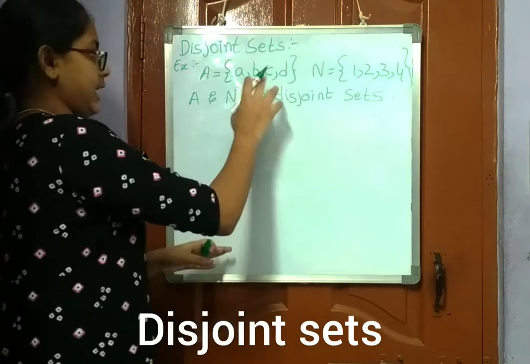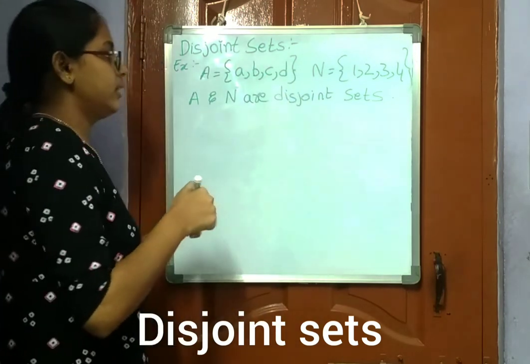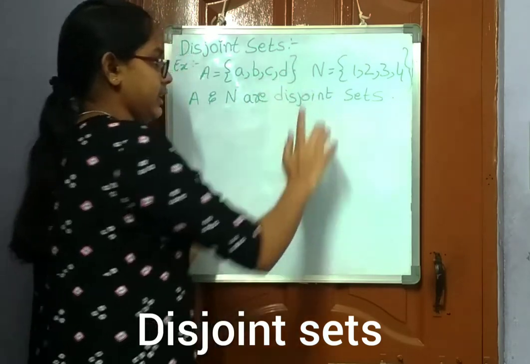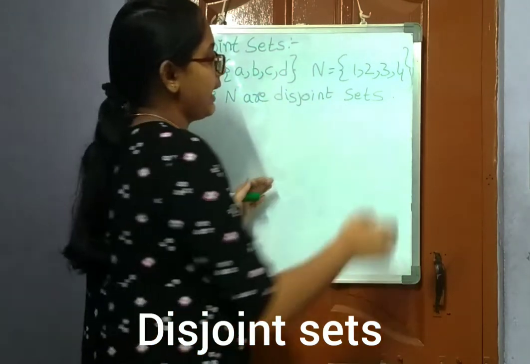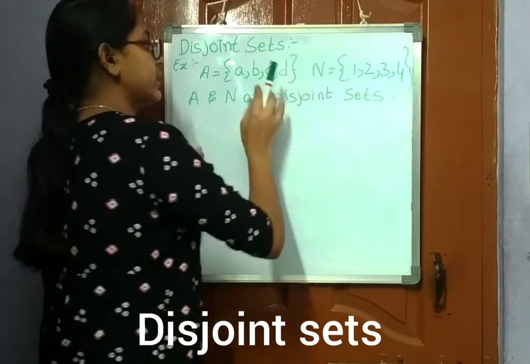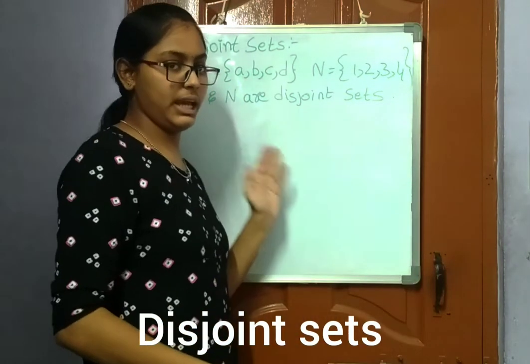Here we have A as A, B, C, D, which is a set of alphabets, and N as 1, 2, 3, 4, which is a set of numbers. So there is nothing in common between A and N.